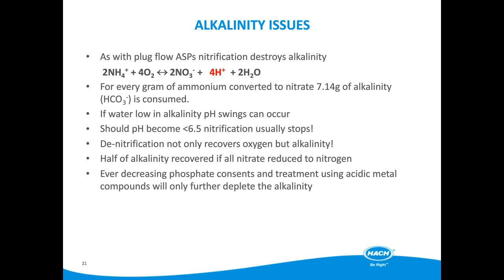In previous webinars, my colleague Stuart Ainsworth has covered issues with alkalinity, mainly concerning nitrification and phosphorus removal. The same things apply equally to oxidation ditches, and the process of nitrification depletes alkalinity. For every gram of ammonium converted to nitrate, 7.14 grams of alkalinity are consumed. In regions with low natural alkalinity, and especially if dosing acidic metal solutions for phosphorus removal, there is a risk of low pH within the ditch due to the complete destruction of the natural alkalinity content of the water.